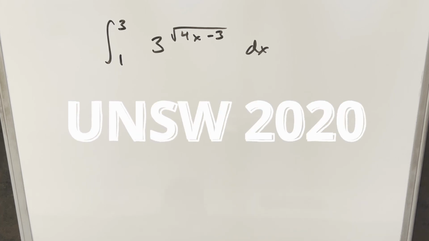Okay, we've got another integral. This one's from the UNSW Integration Bee 2020. This is runner-up problem number 2. We have the integral from 1 to 3 of 3 to the square root of 4x minus 3 dx.